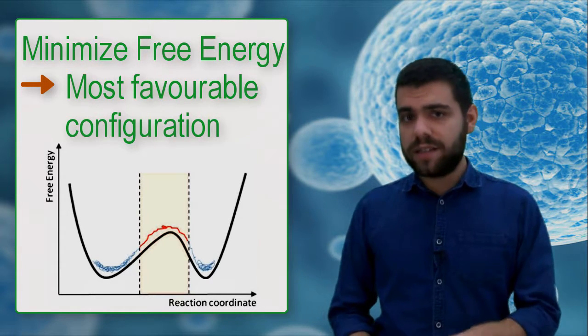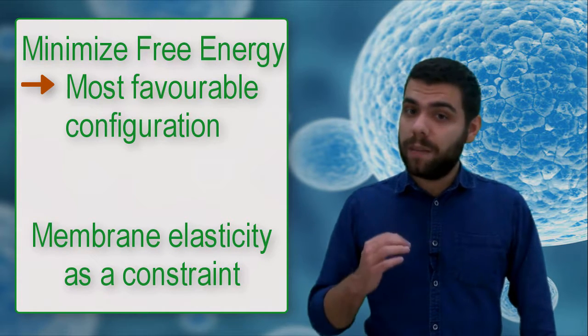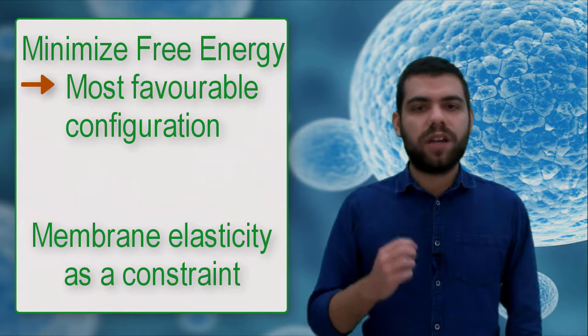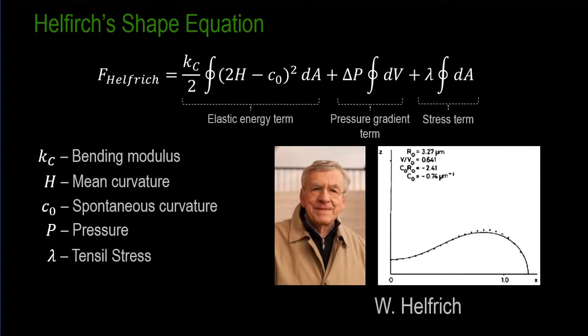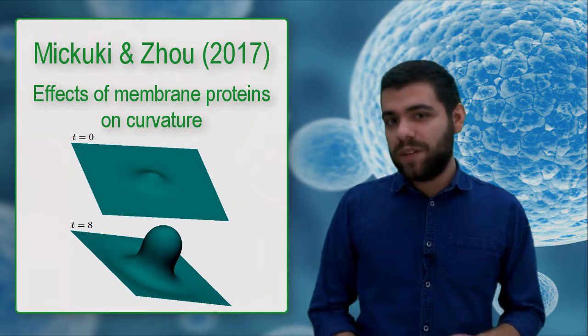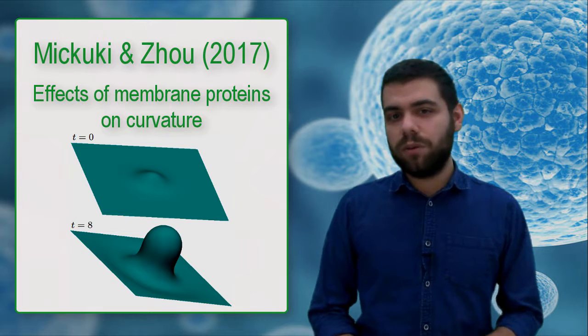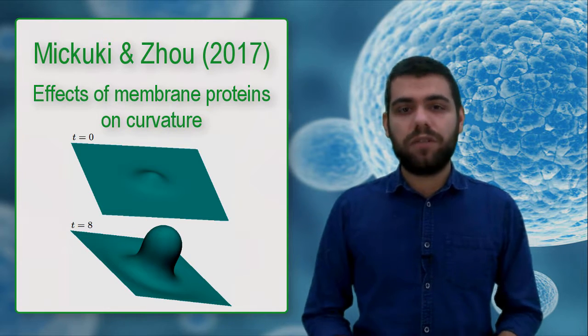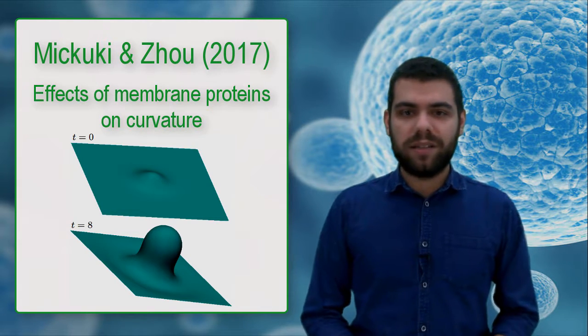So, a functional that considers the physical constraints, in particular the elasticity of the membrane, can be proposed, and by minimizing it, we obtain a shape equation that will give us the most favorable configuration for a cell or multicellular aggregate. This is what Helfrich proposed, and the general shape energy equation has proven successful in recreating the characteristic disc shape of red blood cells. Further developments have been recently obtained when Mikuki and Zhou, extending on Helfrich's functional, were able to relate protein diffusion on the membrane as a function of the curvature of the membrane. The consideration of these molecules provides a more biologically realistic model.